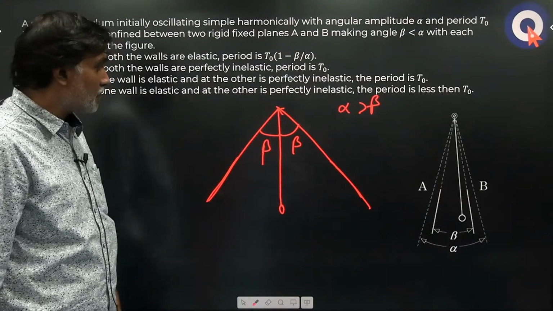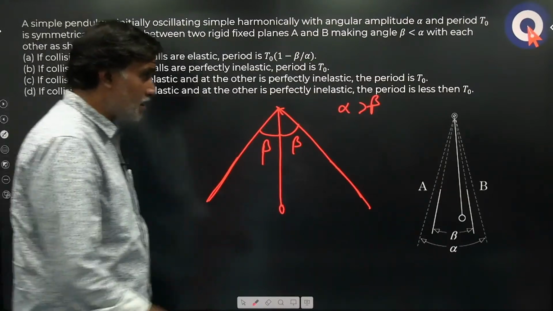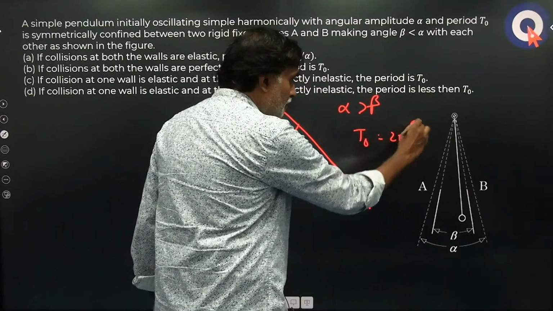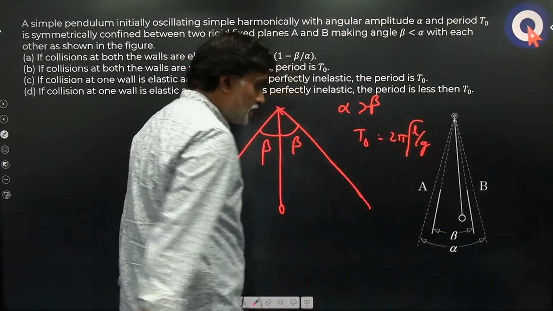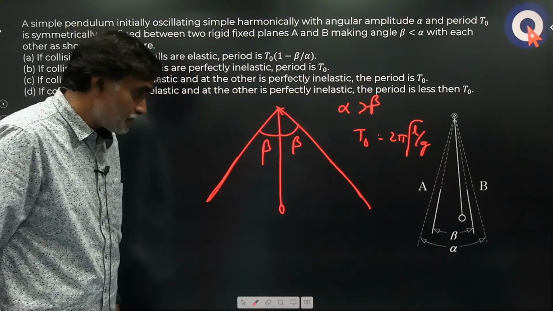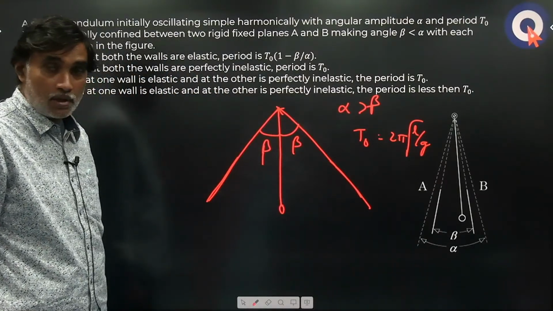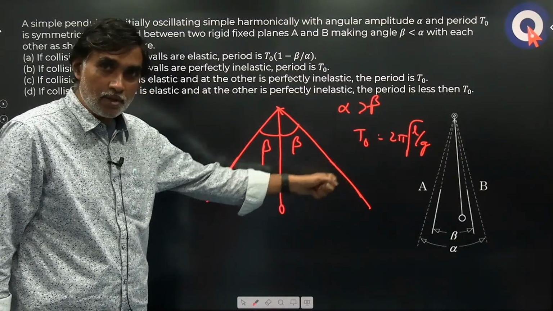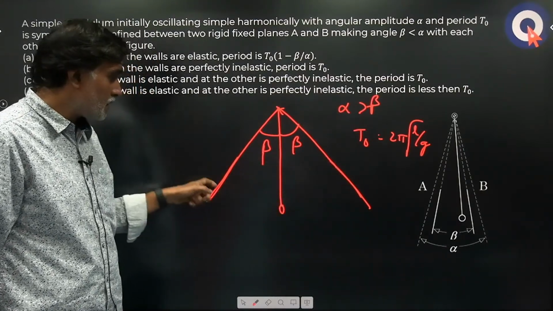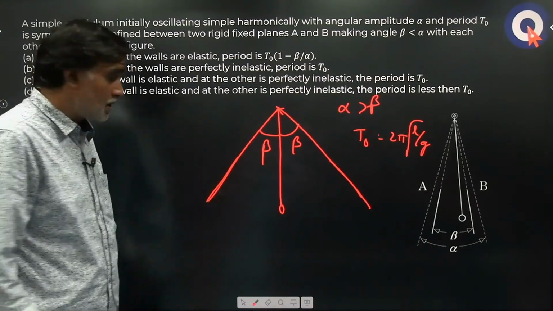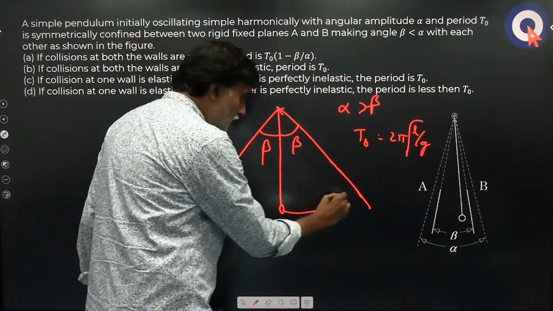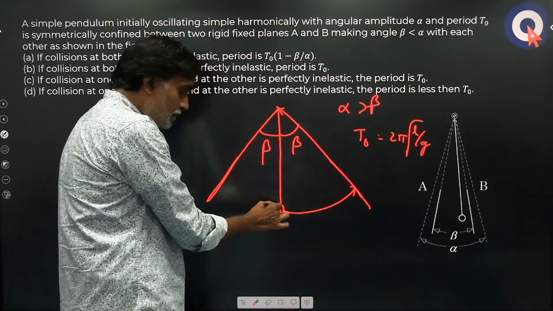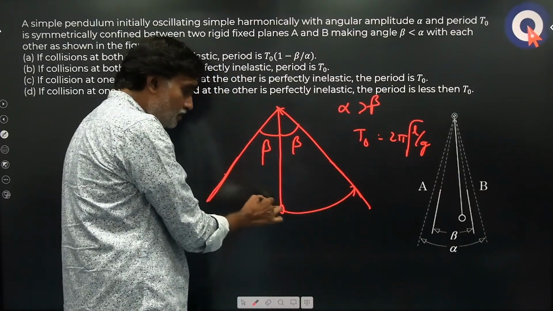Then what is the time period of oscillation? If the total time period is T naught, what is T naught? T naught is 2 pi root L by g. But it goes and collides elastically, meaning no energy loss, it rebounds with the same speed and comes here and collides elastically and goes like this. Then the time taken from here to here is the same as the time taken from here to here, and the same as the time taken from here to here, and the time taken from here to here.